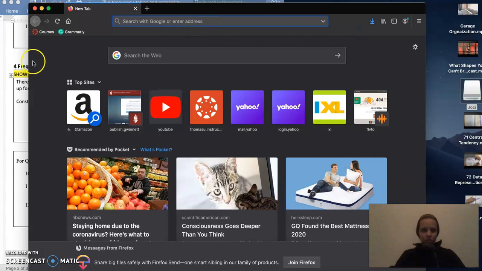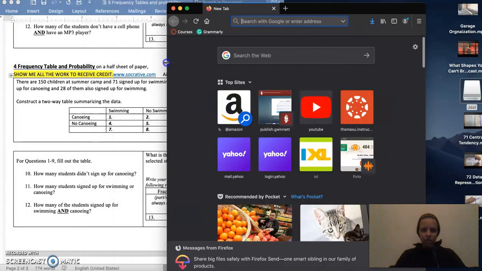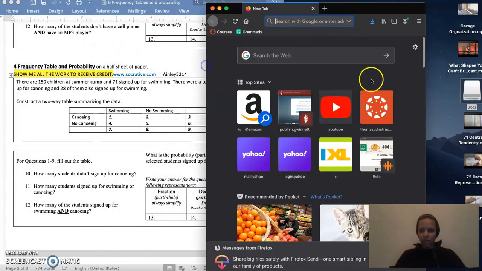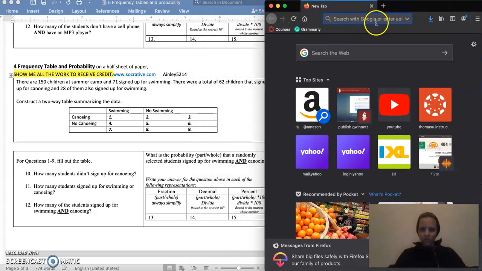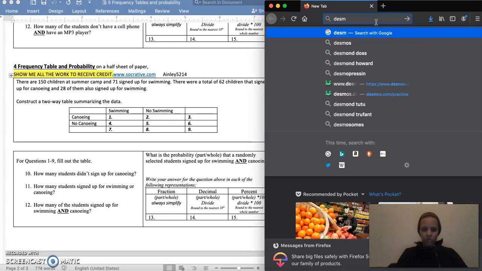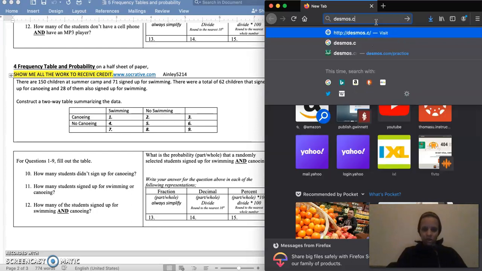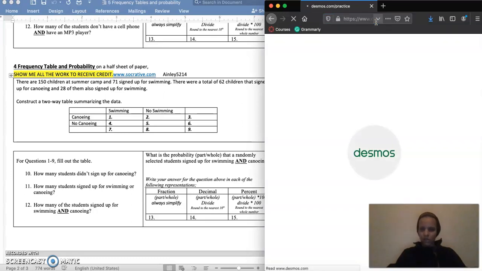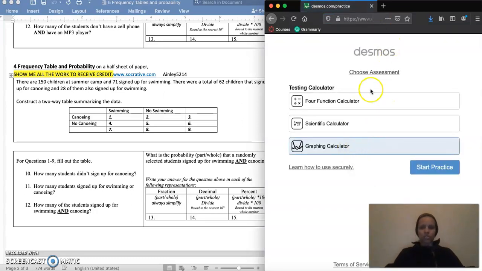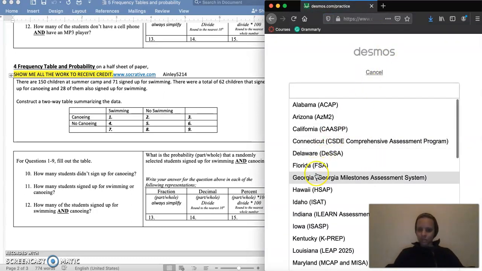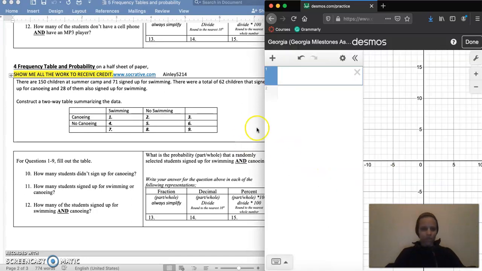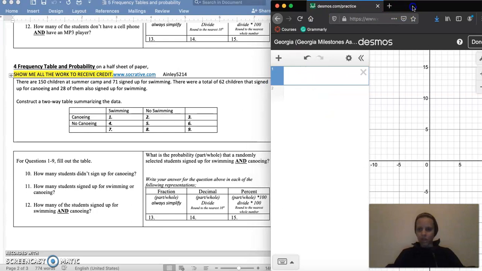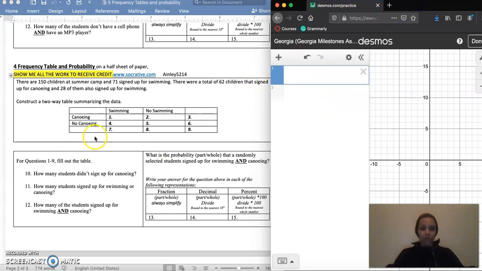So as usual, make half a screen your Desmos calculator and the other half, whatever it is that you're working on. So you're going to go to desmos.com/practice. And please make sure you're using this. Then go to choose assessment. You're going to go to Georgia, graphing calculator, start practice. Okay, so now I'm set up on my half screen, and now I can answer whatever questions I have to answer.